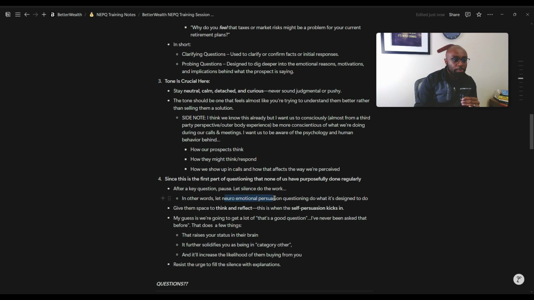In other words, let neuro-emotional persuasion questioning, that's what NEPQ is, do what it's designed to do. Give them space to think and reflect. Now, we may get a lot of this: "That's a good question," or "I've never been asked that before." Things like that. That's good. That means you're doing the right thing.